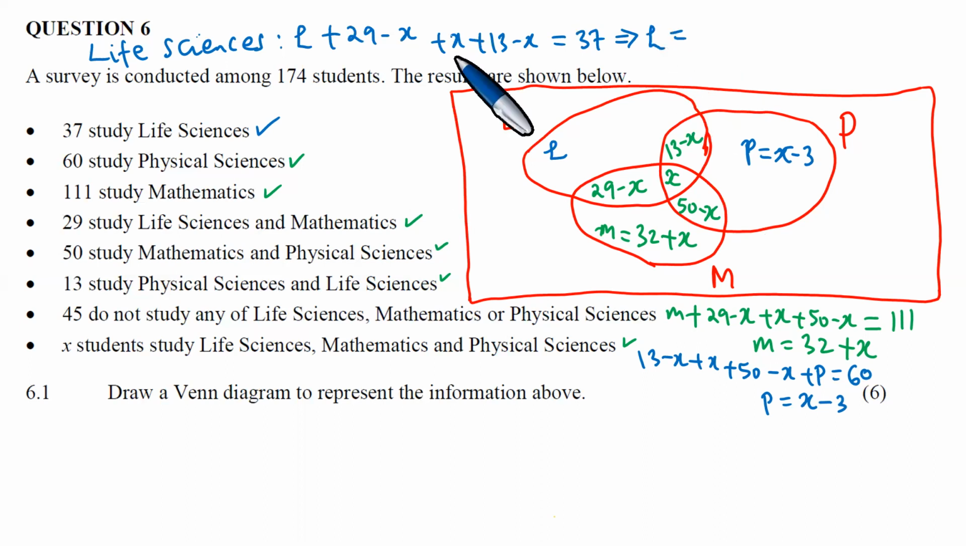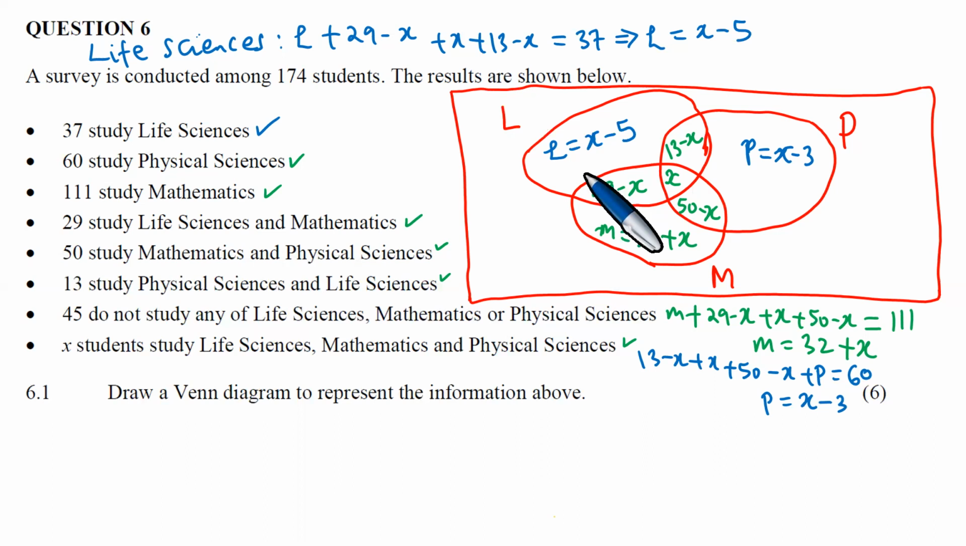We get the answer. Okay, x minus x is 0, so the x here moved across. There's 29 and 13. What is 29 plus 13? 20 plus 10 is 30, so this is exactly 42. 37 minus 42 will give us negative 5. So x minus 5. So we continue.